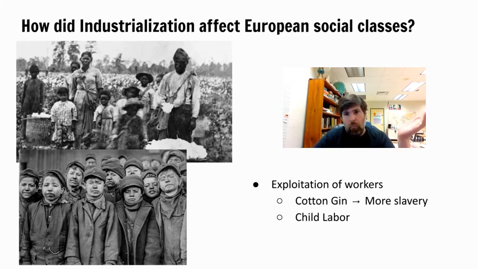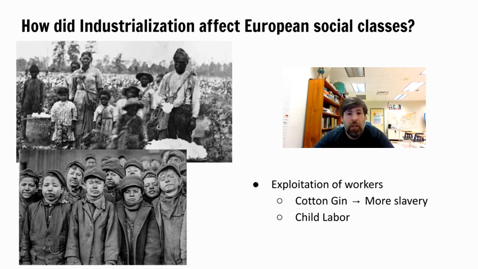And then because of this invention of the cotton gin, which allowed the seeds to be separated more easily from the cotton, it made slavery a lot more profitable. And so enslaved African American laborers were exploited further, longer than they might have been otherwise.